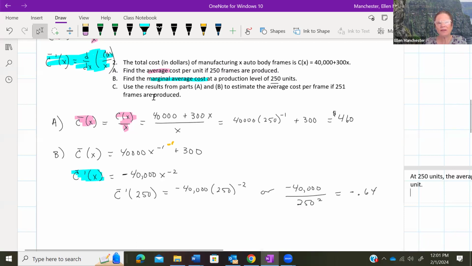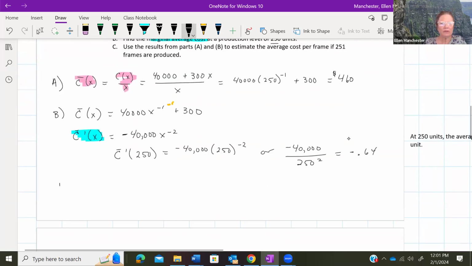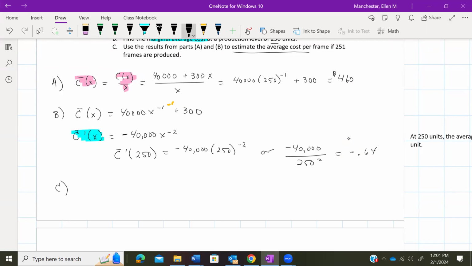Okay, and then C says, use the results from A and B to estimate the average cost per frame if 251 frames are produced. So what do you think you're going to have to do there? Any ideas? You're estimating when 251 are being produced. So what do you think would happen? You do the same, but instead of 250, use 251. Okay, so that's a good choice, right? You're looking at what's the average cost at 251.